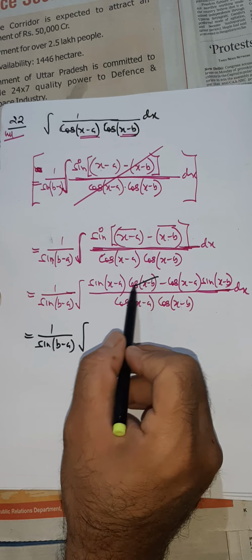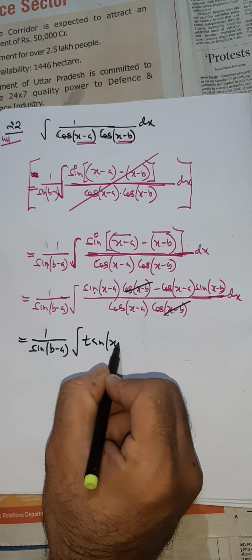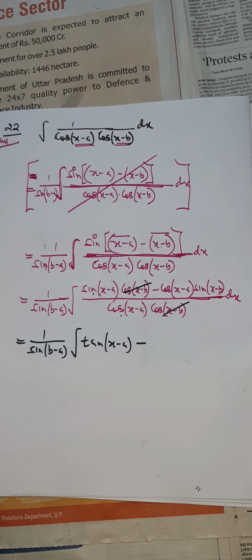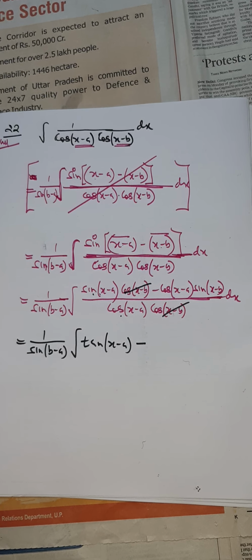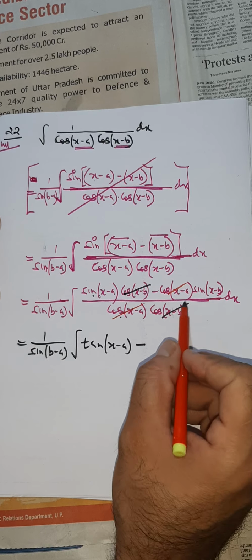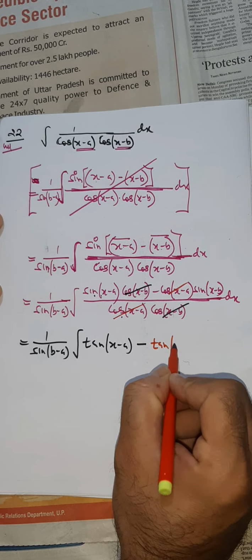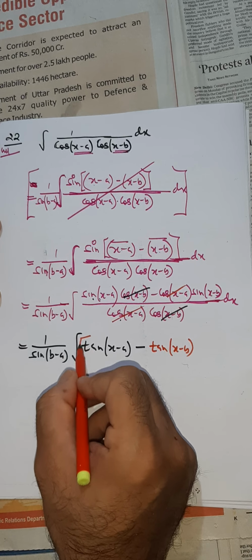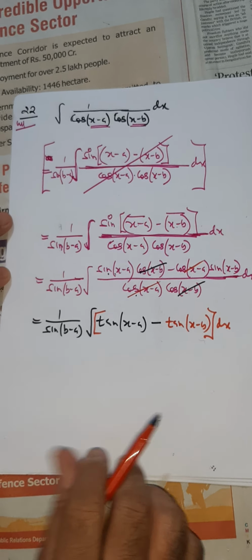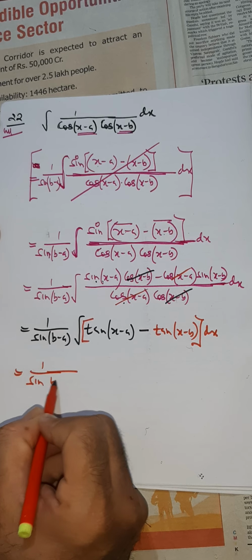So in that case, these two terms will get cancelled. This is nothing but the tan of x minus a, sine by cos, minus, here this will get cancelled. You can see that this will get cancelled, this one and this one. So you are getting tan of x minus b. Now these both can be integrated very easily. Both are standard functions.